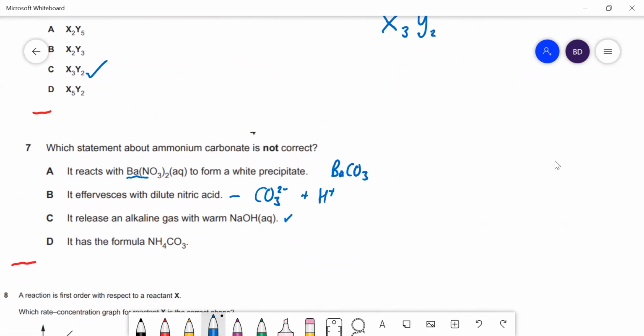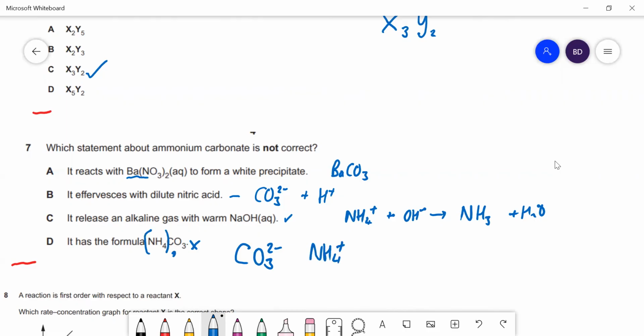It will release NH3 gas, which is an alkaline gas, if you warm with NaOH, because what happens is you've got NH4+, and if you add OH-, which is a very good base, you remove a proton from that, forming NH3 gas and water. And this one is wrong because the carbonate ion has a 2- charge and the ammonium ion is 1+. So the correct formula is like that, isn't it? So not correct. D is the one that's not correct. So D is the answer.